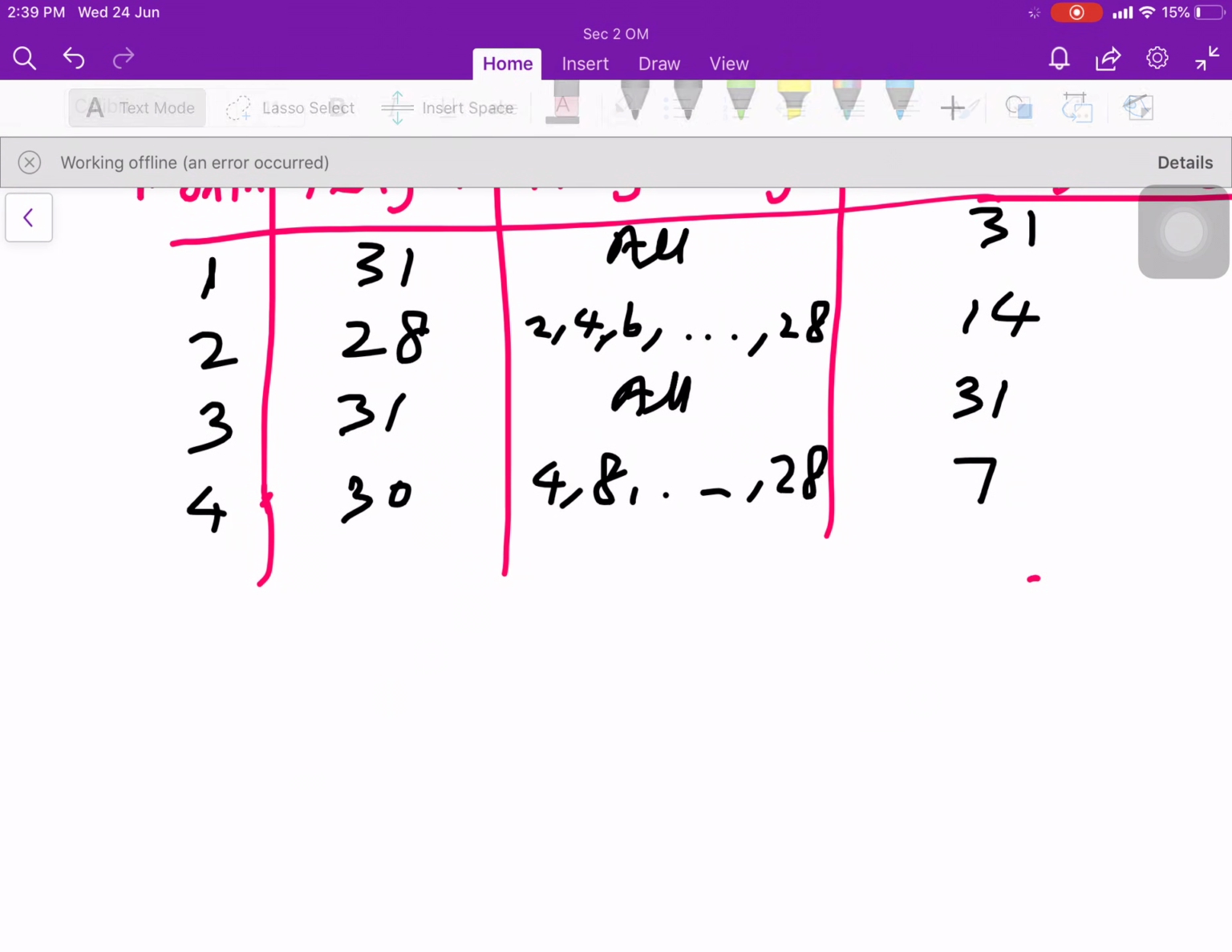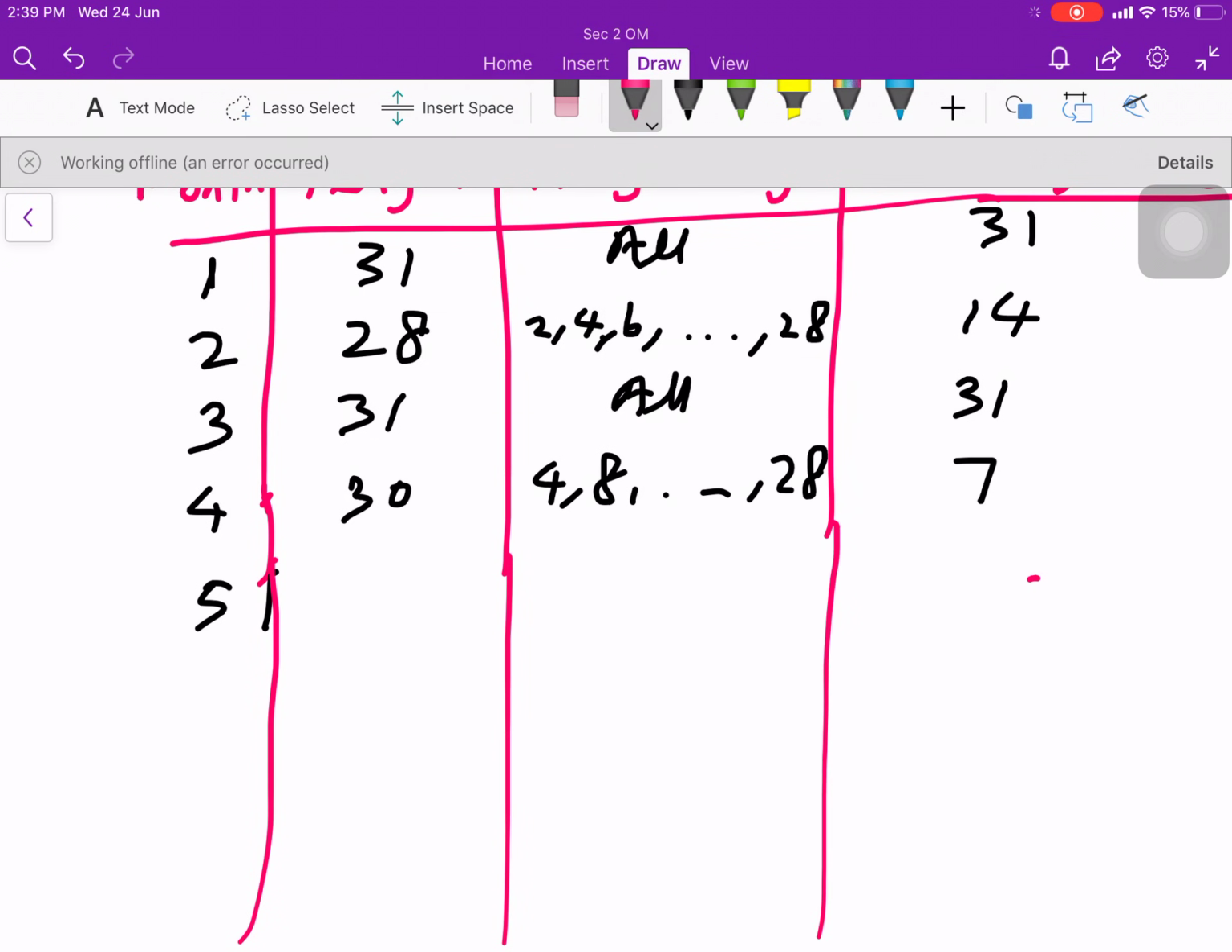Therefore, in this case, you only get 7 days, right? Then now we look at the month of May, which is the 5th month. Let me just draw a bit more. You have 31 days in May, and now your day must be a multiple of M, which is 5. Therefore, this would be 5, 10, all the way to 30. Therefore, this will be 6.